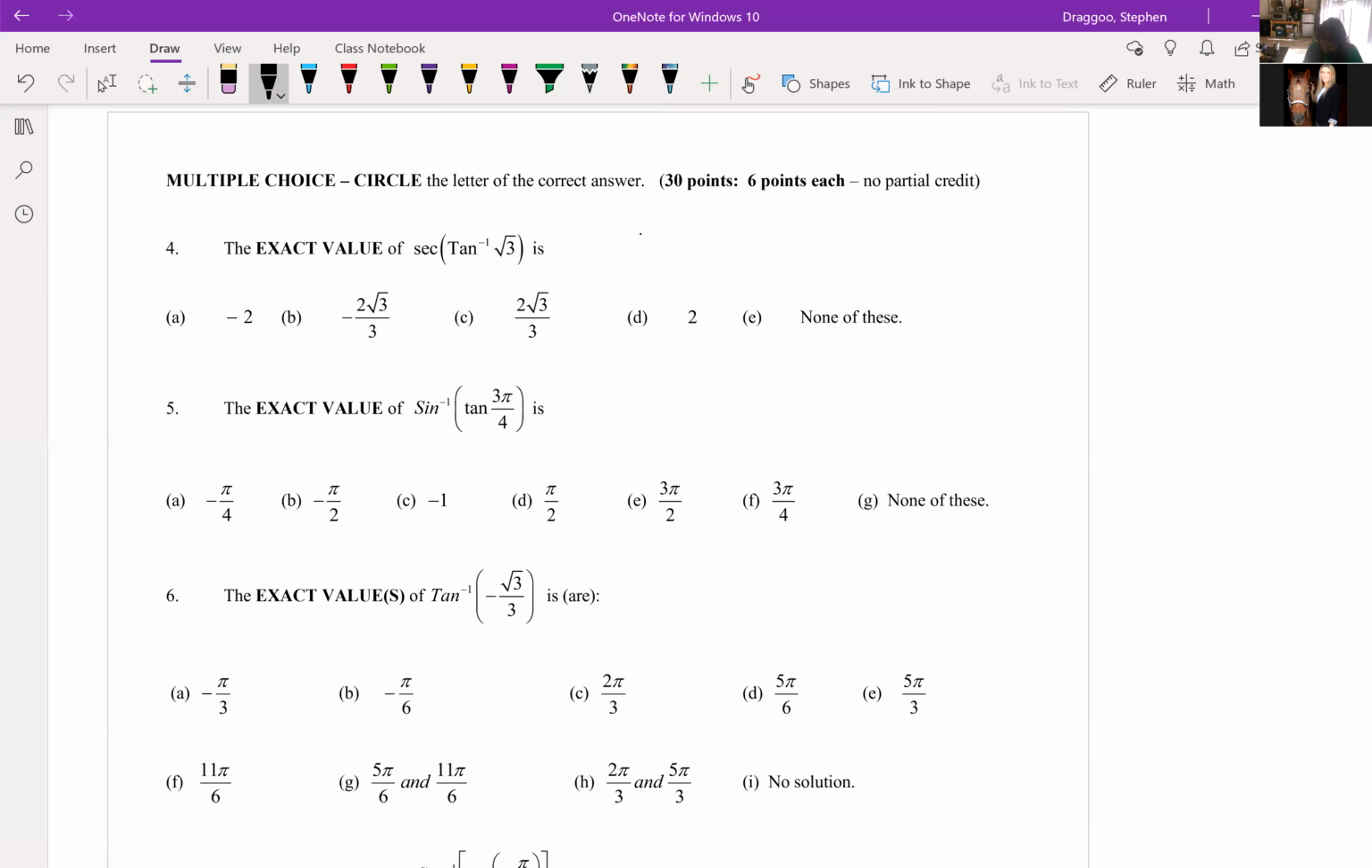So first, we're going to be looking at the secant of, that must be pi over 3. Right, the tangent inverse of square root 3 is pi over 3. So then we want the secant value there, which is going to be 2. Cosine of pi over 3 is 1/2, and the reciprocal of 1/2 is 2.